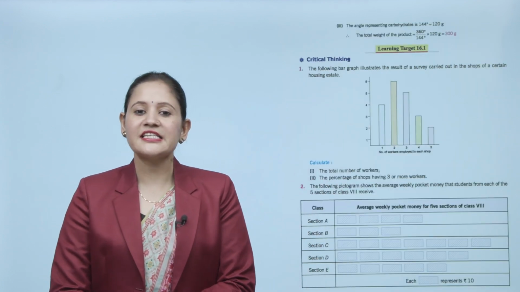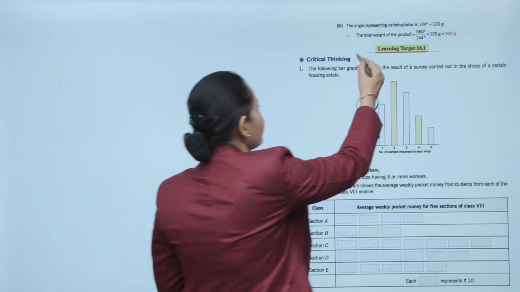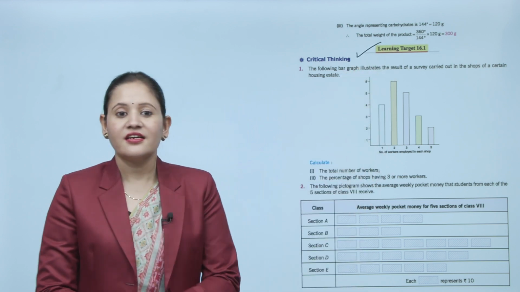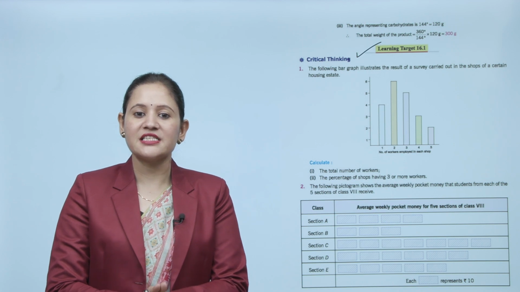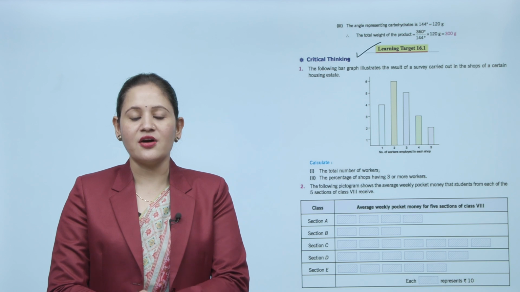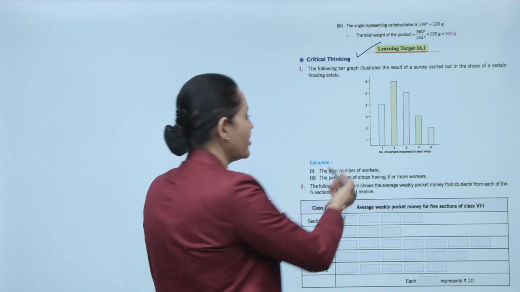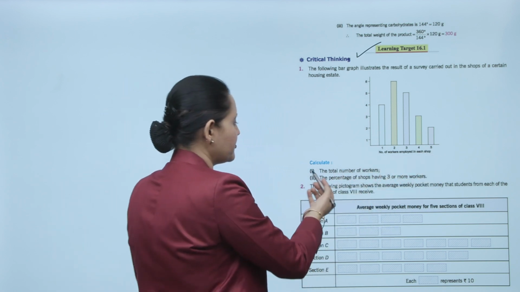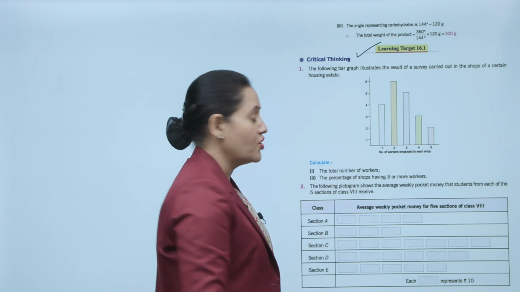Next is learning target 16.1. Critical thinking. The following bar graph illustrates the result of a survey carried out in the shops of a certain housing estate. So number of workers employed in each shop दे रखा है. You have to calculate the total number of workers.